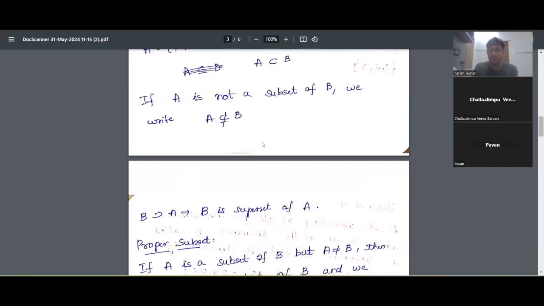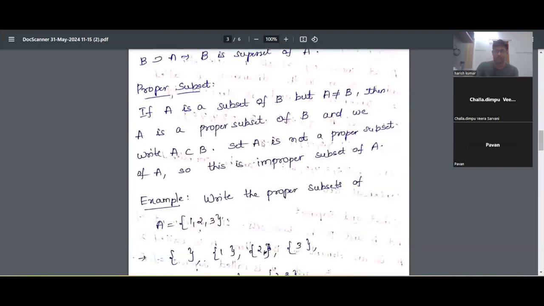Now there is something called a proper subset. Okay. Now let's take some examples, right? Let's take A as {1, 2, 3, 4}. Okay. B as {1, 2, 3, 4}. C as {1, 2, 3, 4, 5, 6}. Okay. Now my question is, can I call A a subset of B?